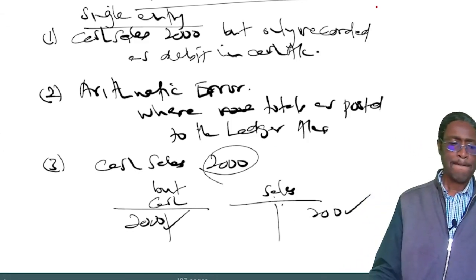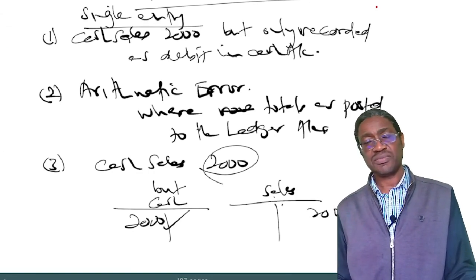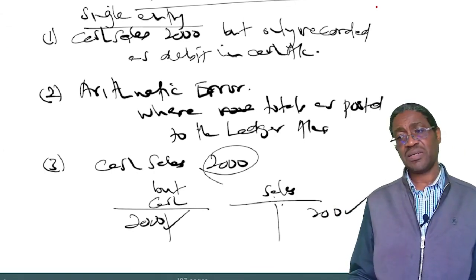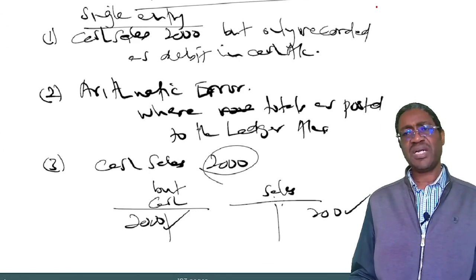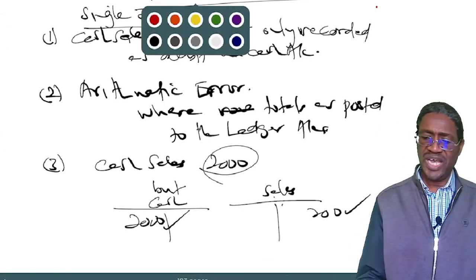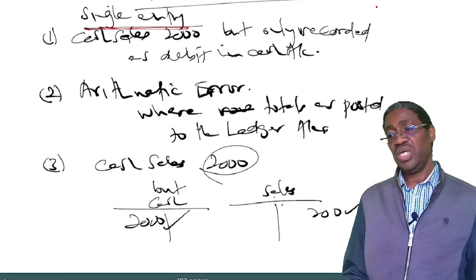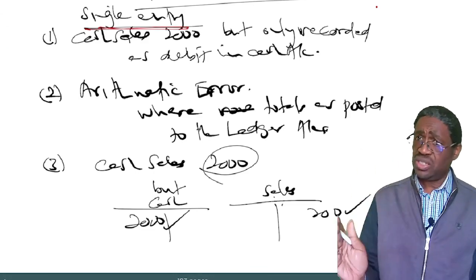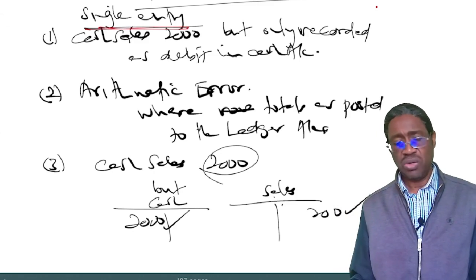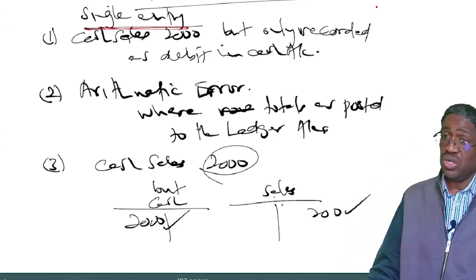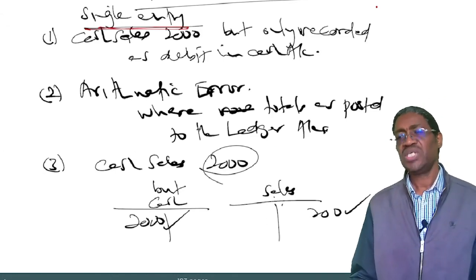Another paragraph. Examples of these types of errors are number one, error of single entry, e.g. cash sales of shillings 2,000 recorded in the cash account only, but not in the sales account.